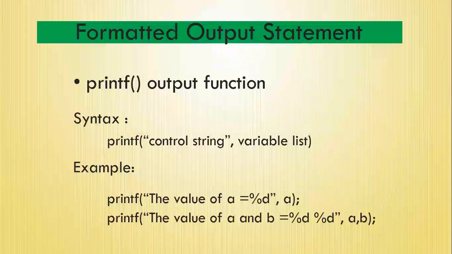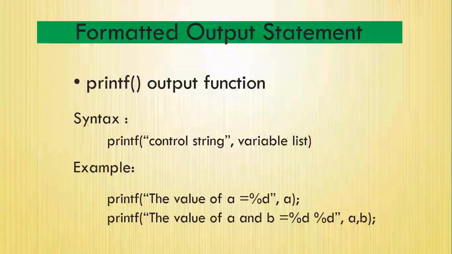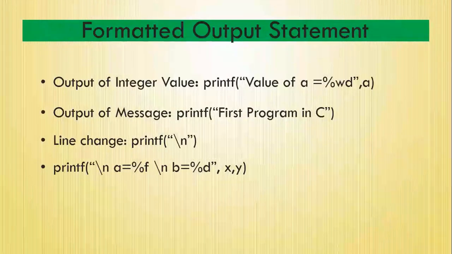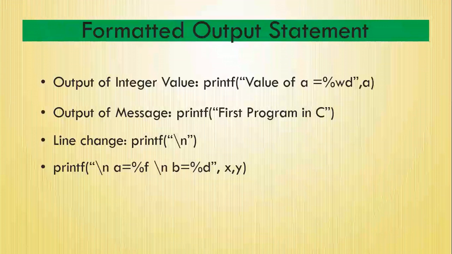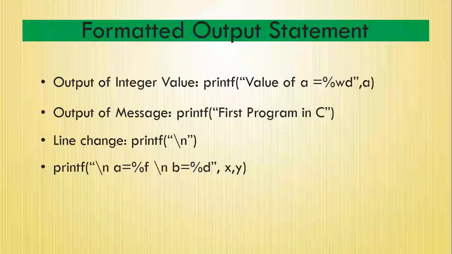Next example is printf the value of a and b, that is %d %d. It means here I am going to print two variables' values, a and b. Then I have to use the format specifier two times and print the value of a and b. Format output statements: here you can see output of an integer value. As I told you, here one extra character I have used, that is %wd. Here w means width; you can specify the width of a particular number also.